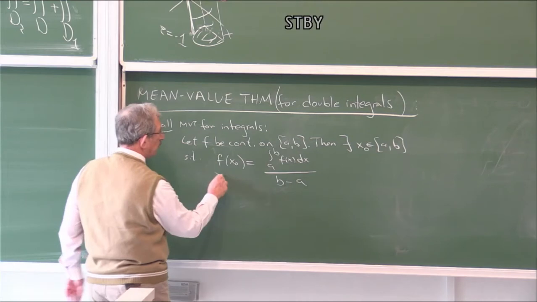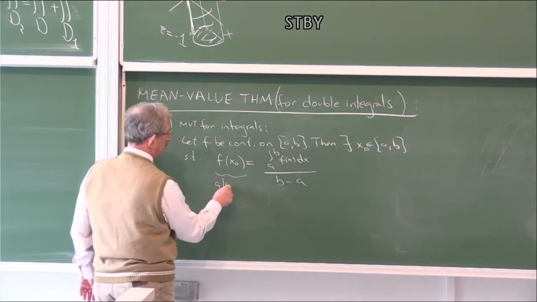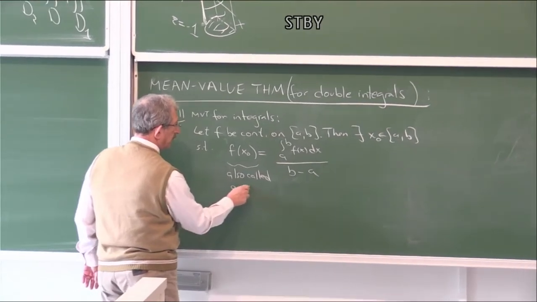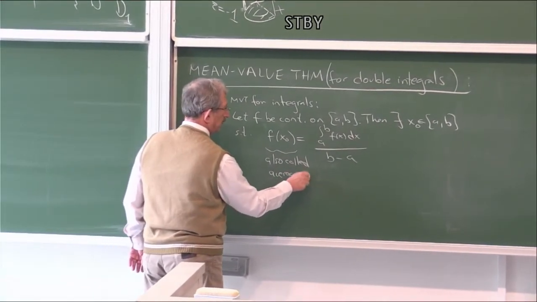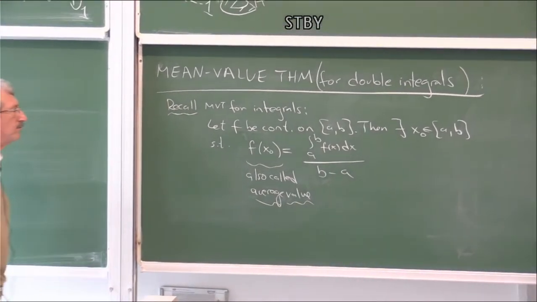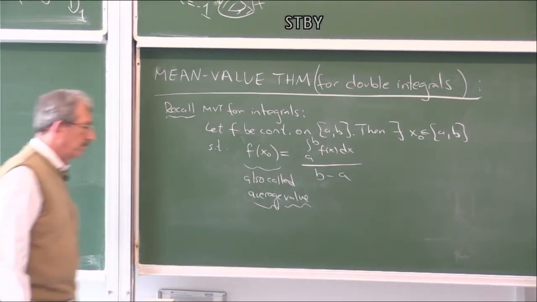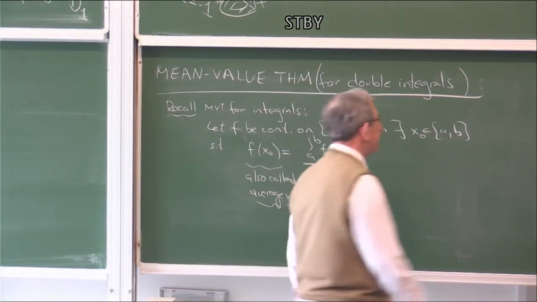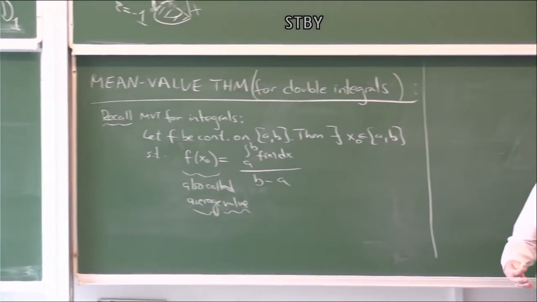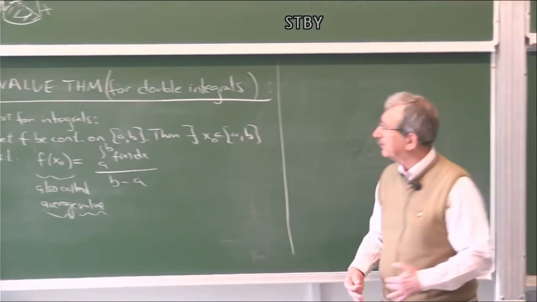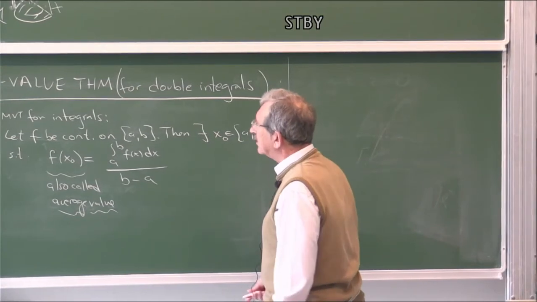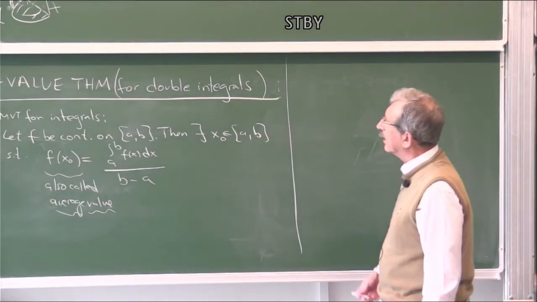Actually, this was also called the average value. We saw it before when we discussed the integral. Now, how can we generalize this to functions of two variables? Well, it's more or less similar, as you can observe.